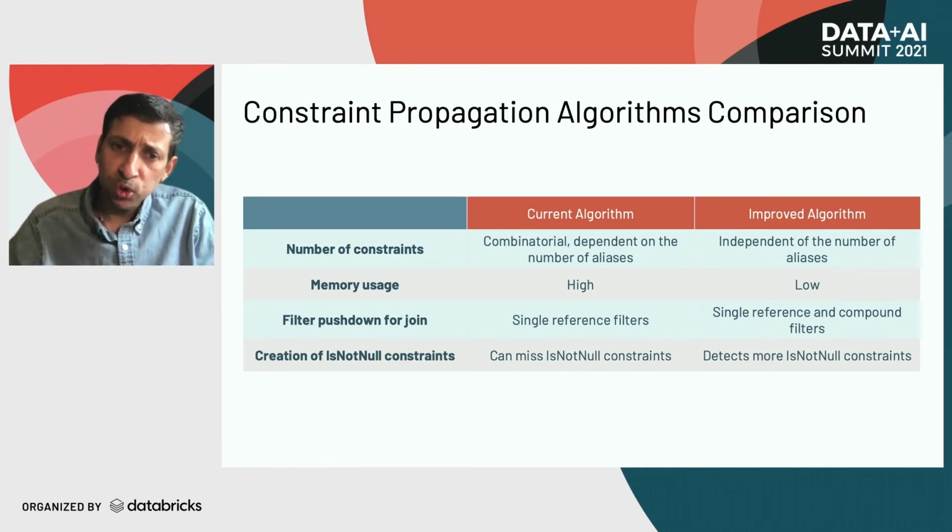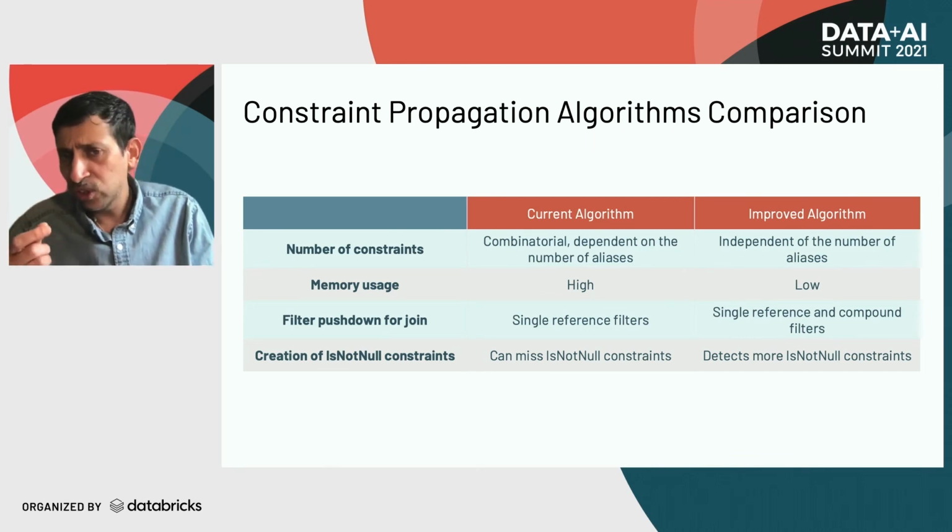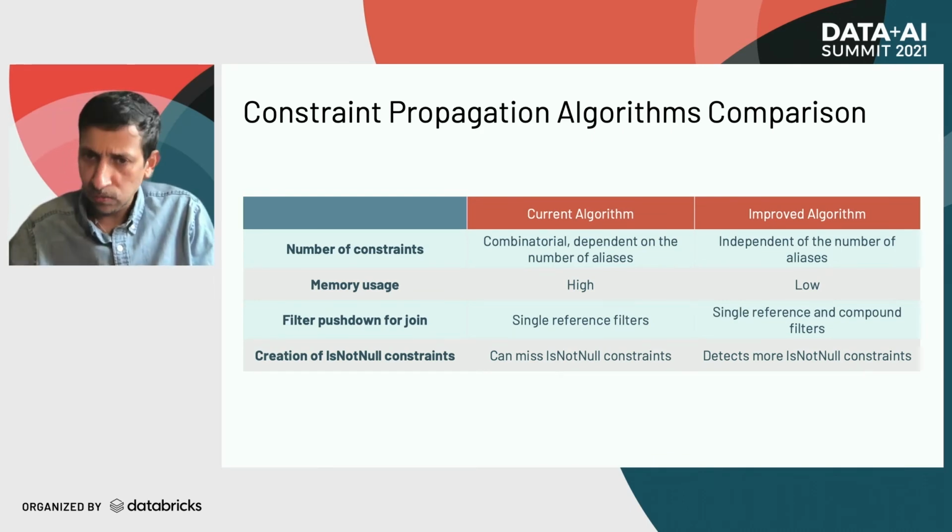Filter push down for join. The current algorithm only pushes down single reference filters, something like X greater than 5 or Y greater than 5. But with the improved algorithm, we are able to push down the compound filters on the other side of the join.